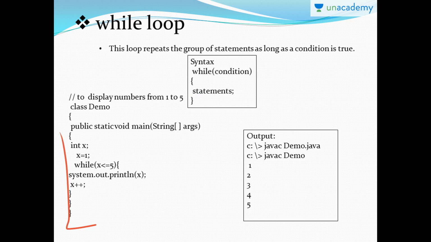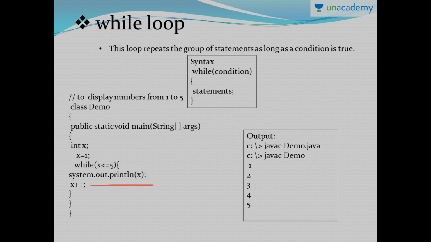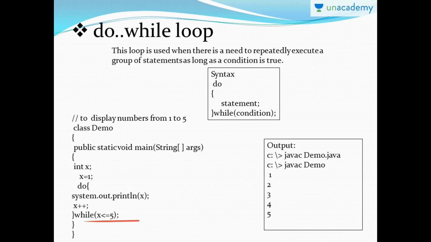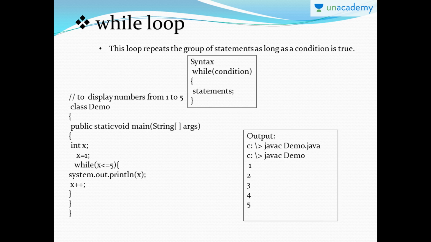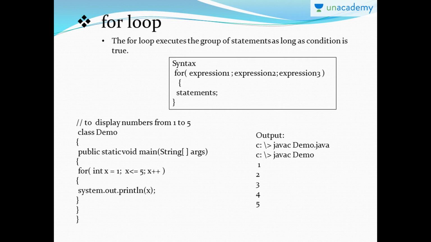If we consider the same example, here we are writing this before the printf statement. Previously we wrote this after the printf statement, now we are writing it before the printf statement, because the condition has to be tested and then the output has to be given. The output will be the same, that is from 1 to 5.